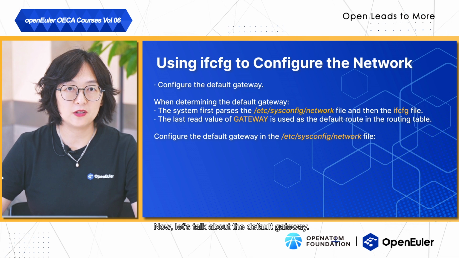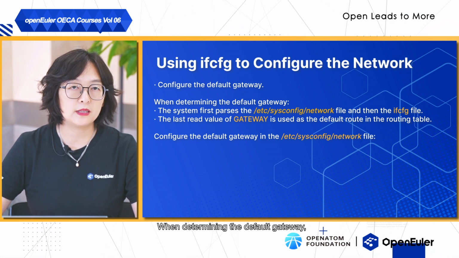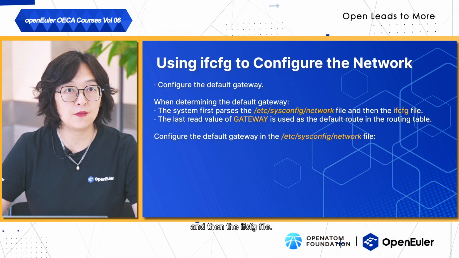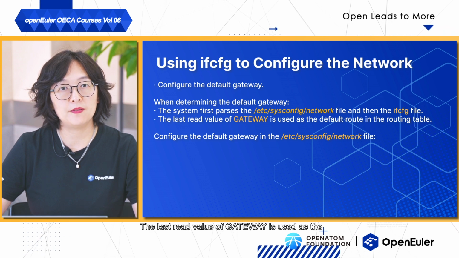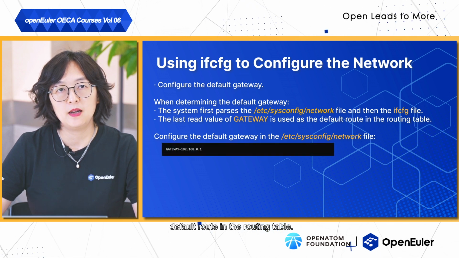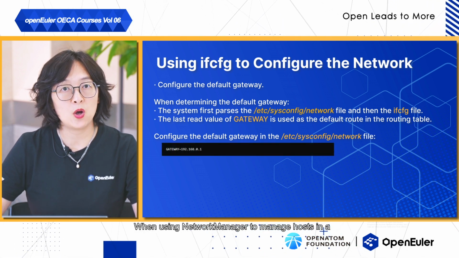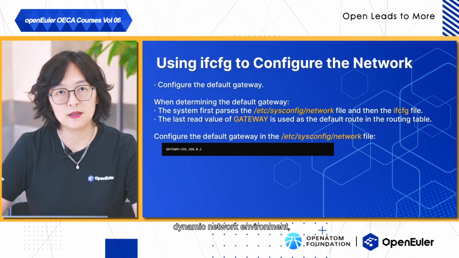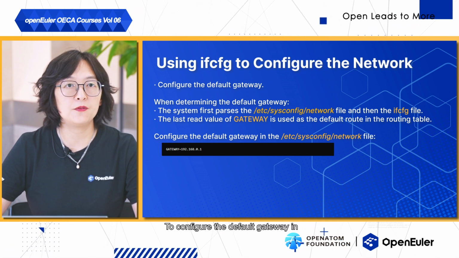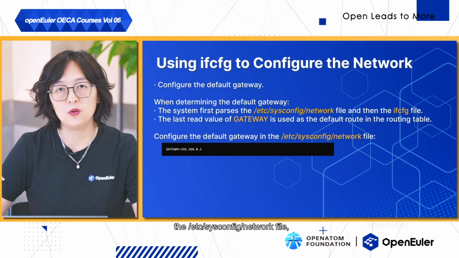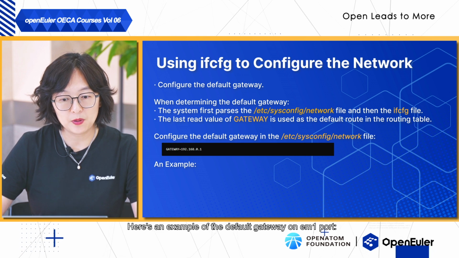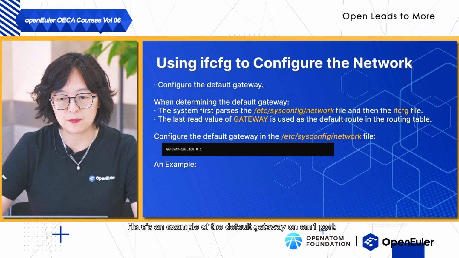Now, let's talk about the default gateway. When determining the default gateway, the system first parses the network file and then the ifcfg file. The last read value of GATEWAY is used as the default route in the routing table. When using NetworkManager to manage hosts in a dynamic network environment, IP addresses are allocated over DHCP. To configure the default gateway in the network file, use the following syntax. Here's an example of the default gateway on the em1 port.